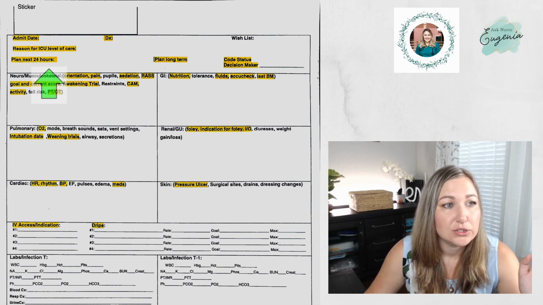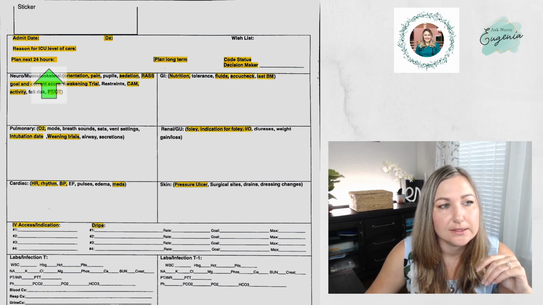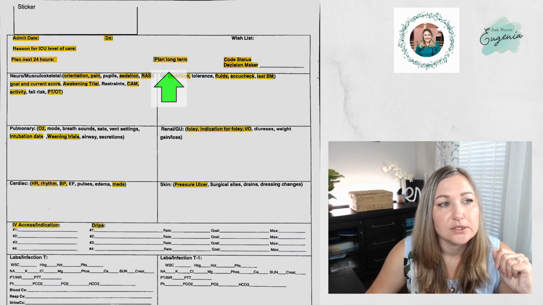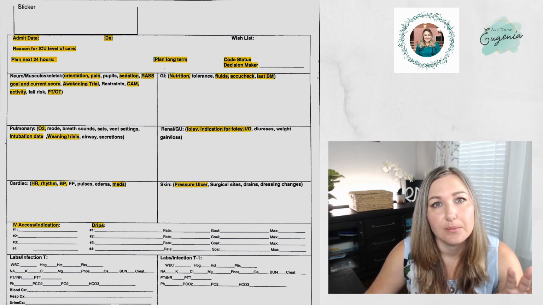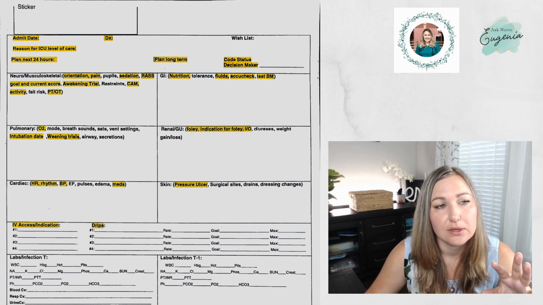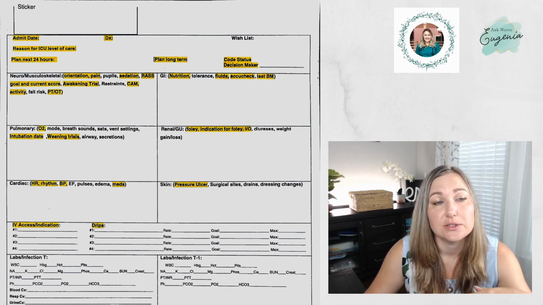Next, going back to reason for ICU level of care and the part that says plan for the next 24 hours and also plan long term. This whole section I actually use for past medical history. Eventually, I modified this sheet for my own liking. I just erased these 3, and I would write patient's past medical history in there, surgical history, medical history. That's the area where I would write that.